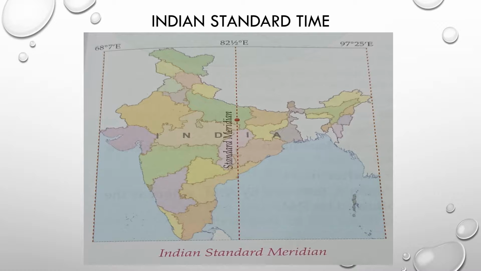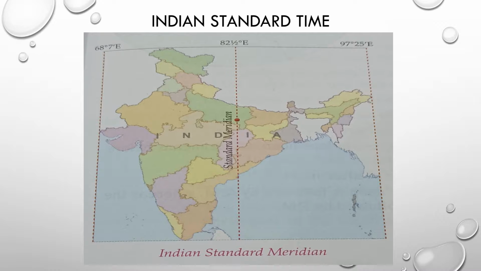So the Indian Standard Time, or IST, is 5:30 hours ahead of Greenwich Mean Time. As I have shown you in the earlier slide, we started counting the time from Greenwich Mean Time, that is the prime meridian.